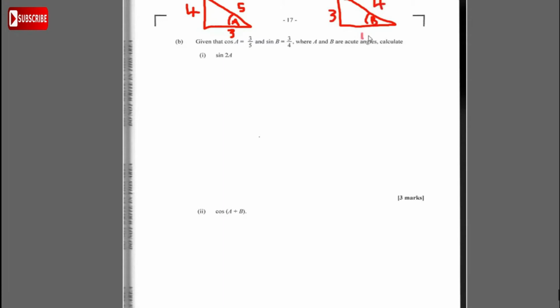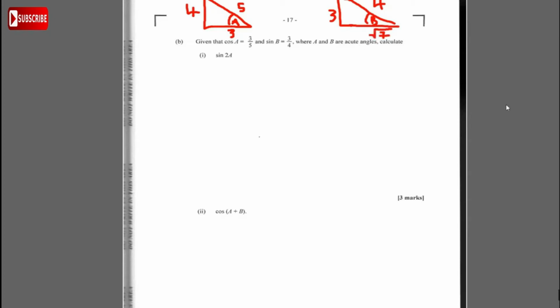so the adjacent is going to be, using Pythagoras' theorem, 4 squared minus 3 squared, all square rooted. Let me write that a little better. So 4 squared minus 3 squared, all square rooted. So the adjacent is going to be 16 minus 9. That's 7. So the adjacent is the square root of 7.